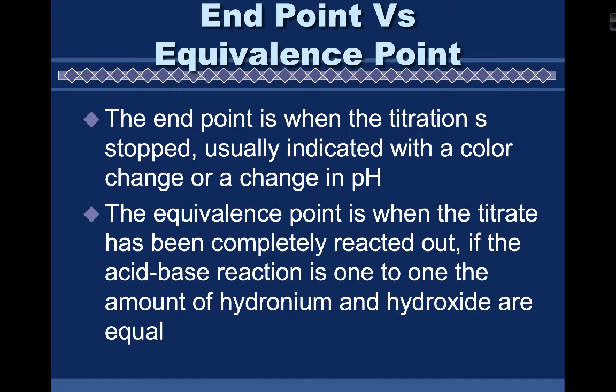The end point and the equivalence point should be the same, but they're not always the same. So the end point is when you stop the titration, which is indicated with a color change or change in pH. The equivalence point is when the titrate has been completely reacted out. Usually, though, you'll see that you go slightly past the equivalence point because that's when the indicator will change colors, when there's a significant change in pH, when it changes a little bit more. So the equivalence point and the end point are not the same thing. We want them to be the same, but they're not the same thing.